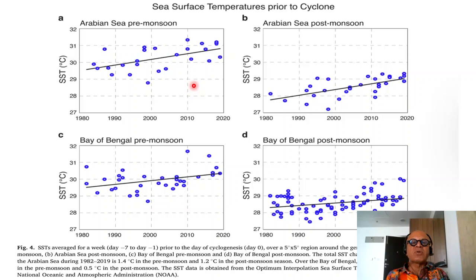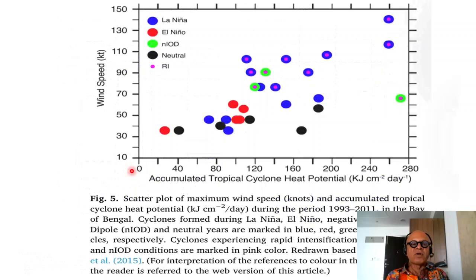Sea surface temperatures prior to the cyclones obviously are warming in the pre and post-monsoon in both basins, but both basins are warmer during the pre-monsoon than in the post-monsoon, as we already saw, because the northeasterly winds bring dry continental air and cool both basins in the post-monsoon season, whereas in the pre-monsoon season southwesterlies haven't set up yet, so both basins are significantly warmer.